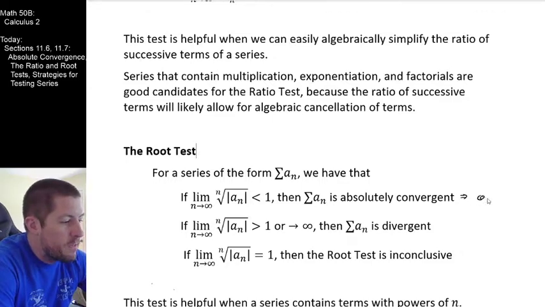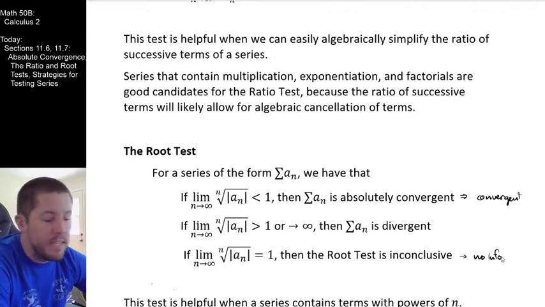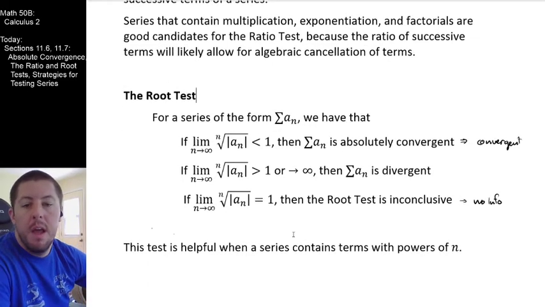Again, we know that absolute convergence means that it is convergent. Again, we know that this is just telling us that there's no info. You need to try a different test. It doesn't tell us convergence or divergence.